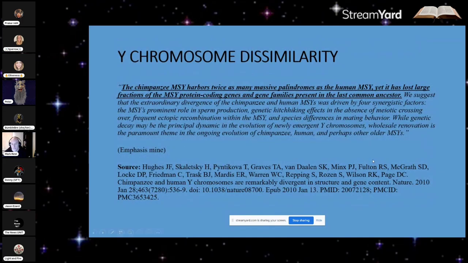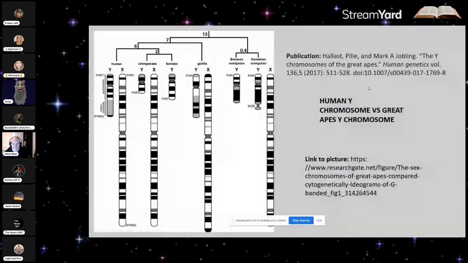And so right here in 2010, you can actually go through the paper itself and read about all the differences, right? It gets technical, but it's there. The chimpanzee MSY harbors twice as many massive palindromes as the human MSY, and you can go through it. But for a lay audience, visuals are always very helpful. And I don't think anybody is going to miss the fact that your chimpanzee Y, notice this, is incredibly different to the human Y.